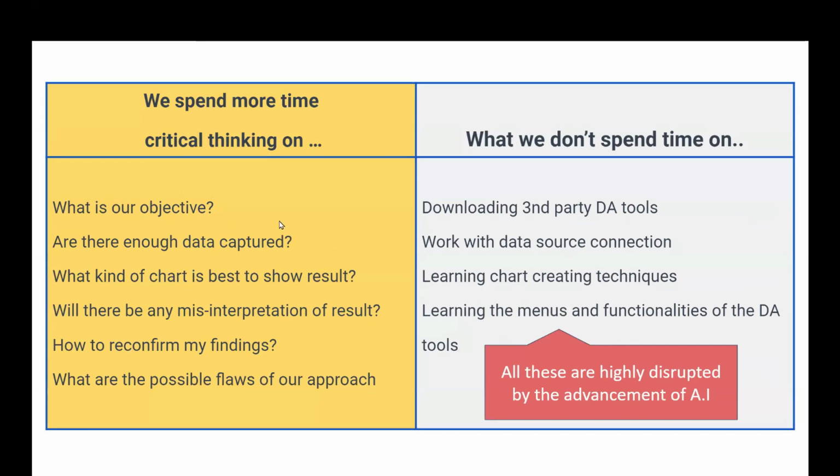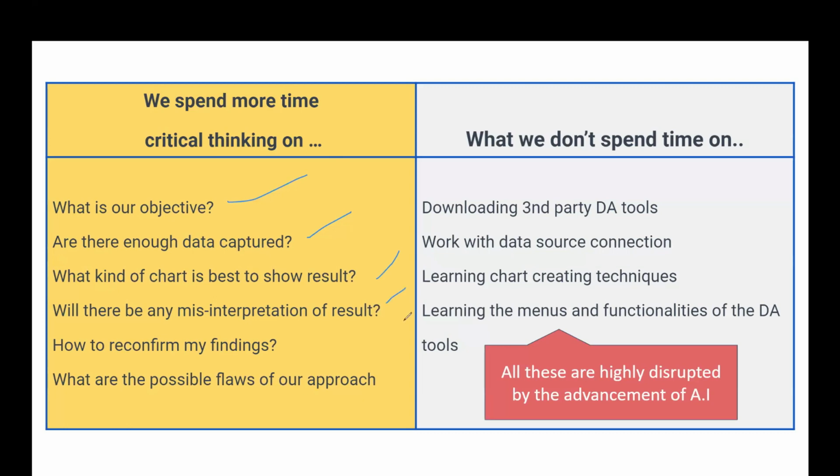So what we do, essentially, is spend more time critically thinking about what the objective is. Is there enough data captured? We have to talk about a lot of this, right? What kind of chart is best to show the result? Remember earlier, we were discussing with the AI, we were tweaking the data, we were cleansing, we tried to find the best way to prove our point, right? Would there be any misinterpretation of the result?